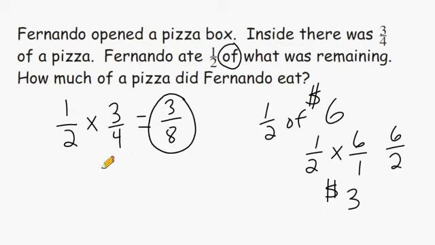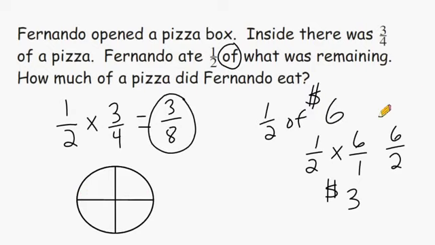Now another way that we can think about this problem is to draw a pizza and then break that into quarters. So when Fernando opened up the pizza, there was 3/4 of the pizza remaining. So we're going to shade 3/4 of that pizza. And out of those 3 large slices, Fernando ate exactly half of those slices.